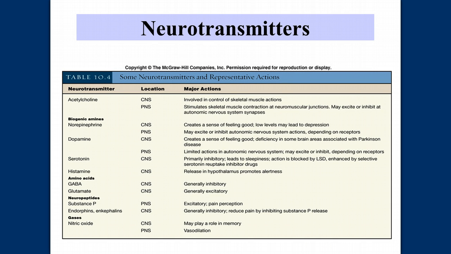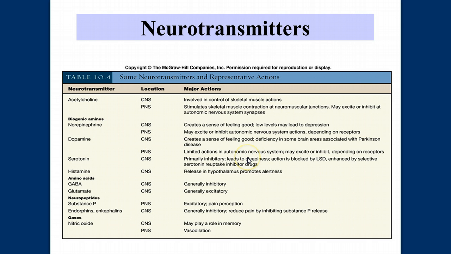There are at least 30 different neurotransmitters produced by the central nervous system. We've seen acetylcholine before. It's involved in the control of skeletal muscle actions. We know that it stimulates, that's in the central nervous system, and in the peripheral nervous system it stimulates the muscle contraction at the neuromuscular junction. It may excite or inhibit in the autonomic nervous system synapses.